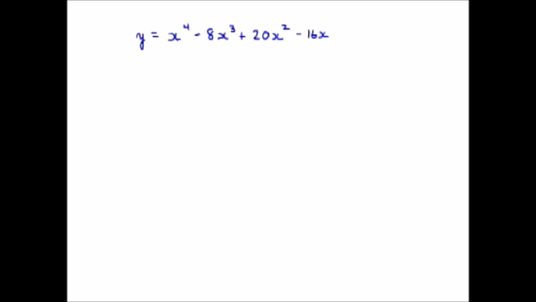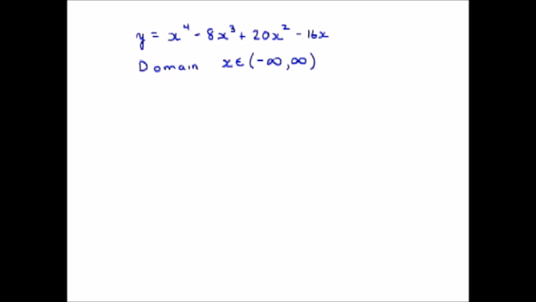First thing we have to do is state the domain. Since this is a fourth degree polynomial, you should already be aware that there should be no restriction in the domain. Therefore, my x values go from negative infinity to infinity.